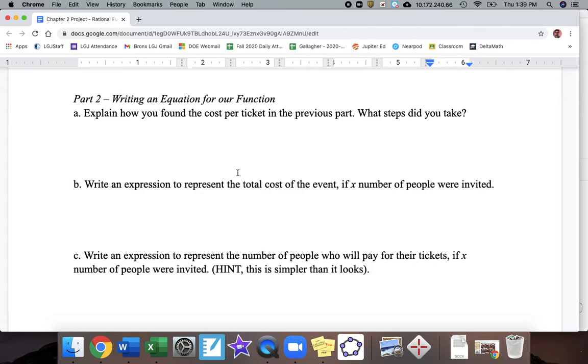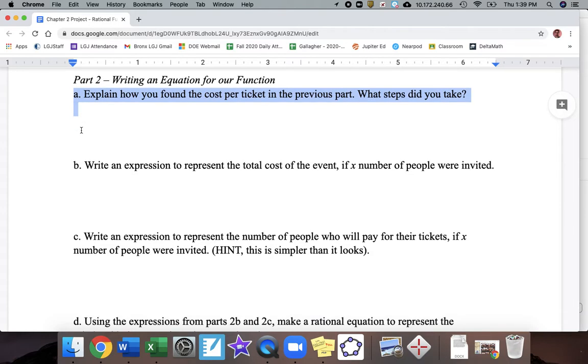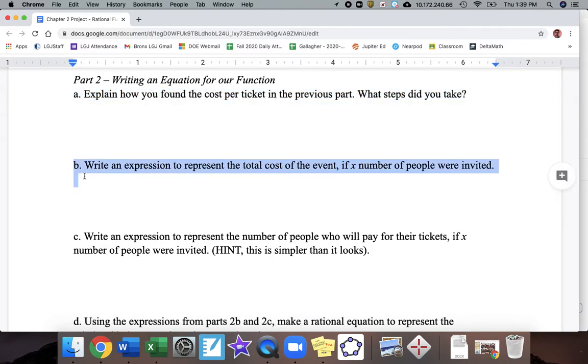Explain how you found the cost per ticket in the previous part. What steps did you take? Part A does not require any kind of equation. You're just saying how you found the cost per ticket. What did you end up doing? B is relying on A.